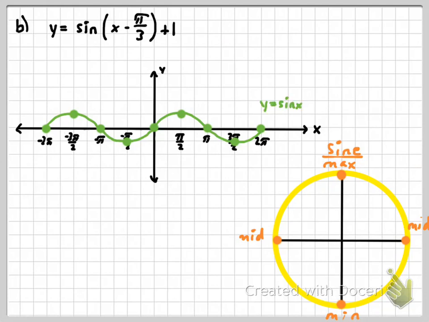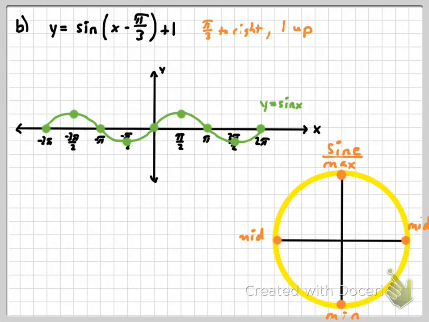Now, I hope you recognize that for our function, it's going to be a shift of pi over 3 units right, and then a shift of 1 unit up. All right, now let me actually talk about how you handle the vertical translation part of this, and then we'll get to the horizontal part of the translation, which we've kind of discussed in a previous example, right?